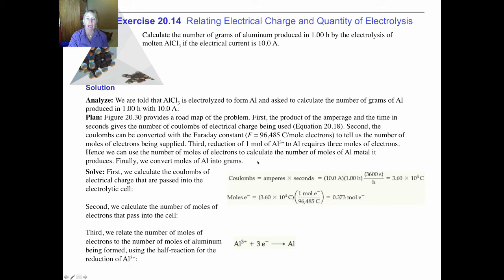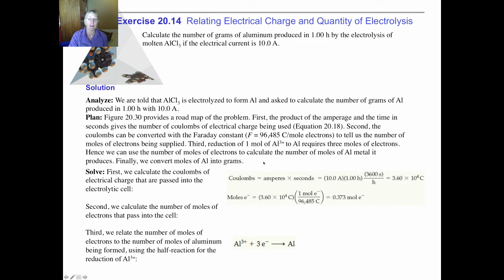And an amp times the seconds will give you coulombs. That's the total amount of charge. In this case, they told us we had 10 amperes. So 10 amperes times 3,600 seconds gives you 3.6 times 10 to the fourth coulombs worth of charge. Notice that we'll be using this number to stand for the Faraday constant.